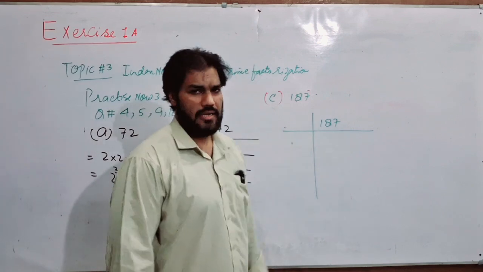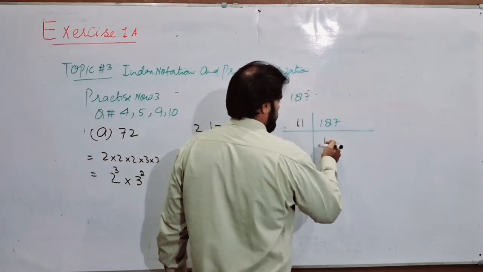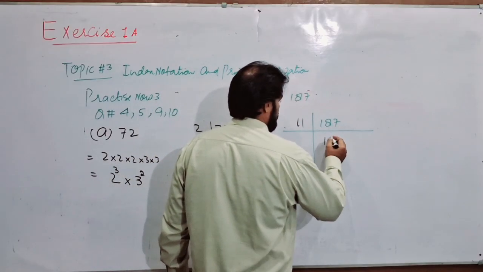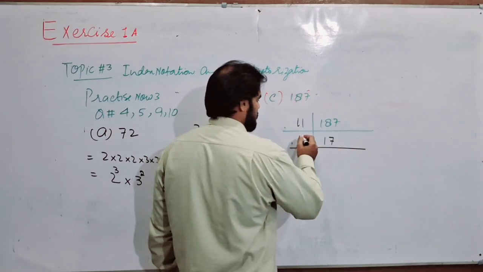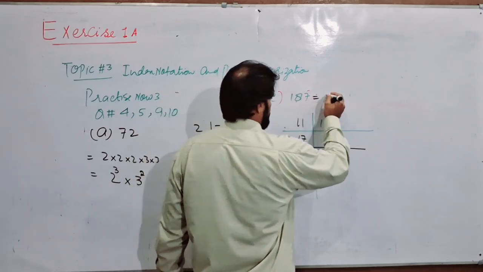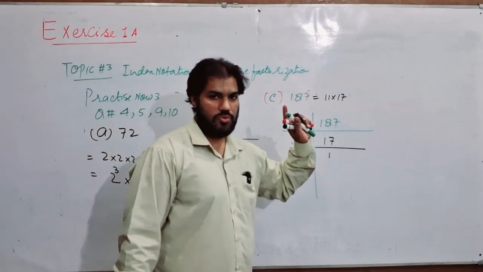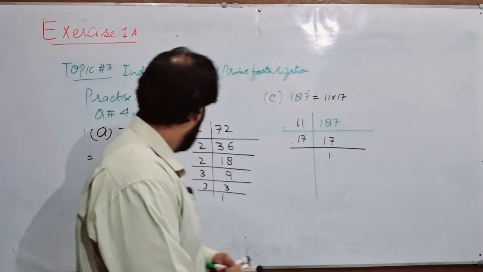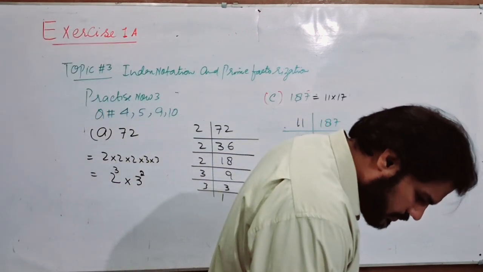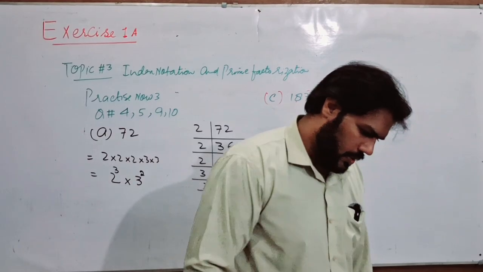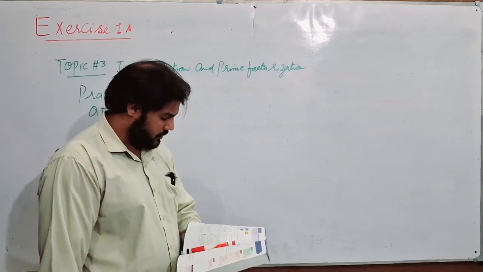Is this number divisible by 11? Yes. This number is divisible by 11. 11 ones are 11. Remaining is 77. 11 7s are 77. 17 is clearly divisible by itself. 17 ones are 17. So 187 can be written as 11 into 17. As both numbers appear only one time, this is the final index notation. Now we move towards question number 5. Question number 5 is an interesting question. Okay, next we discuss question number 5.